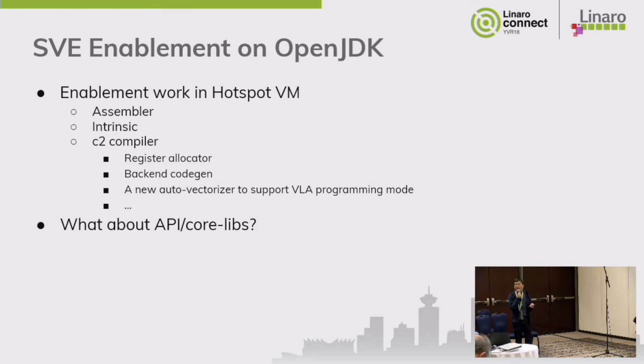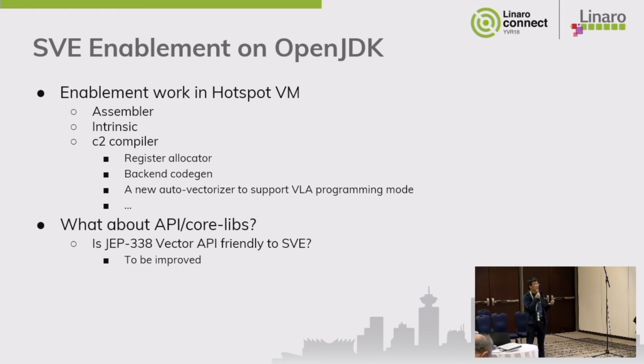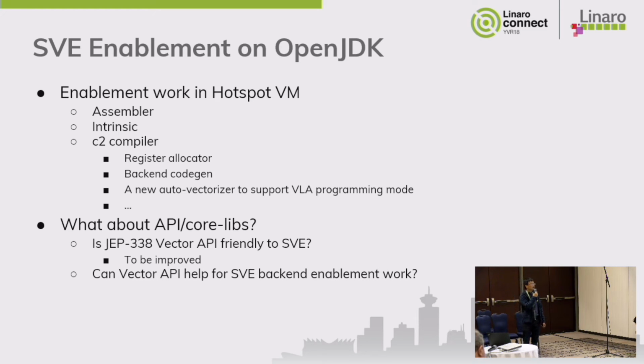This is the HotSpot VM, but what about the API and libraries level? As some of you may know, Oracle and Intel have JEP 338. They propose a new Vector API. Is the Vector API friendly to SVE? I think there is still a lot of work to do to make it fit SVE, so it still has to be improved. But can the Vector API help our SVE backend enablement work? My answer is yes. If we have enabled the Vector API backend, we can easily verify the backend code using the Vector API.